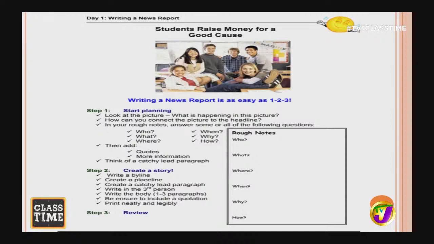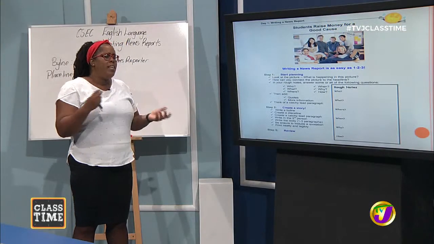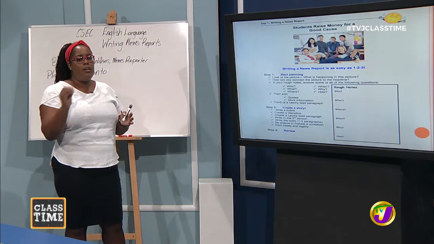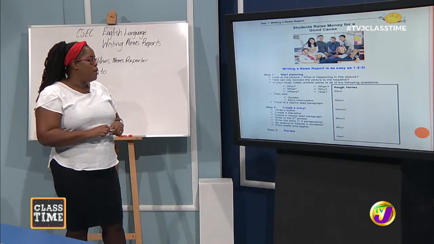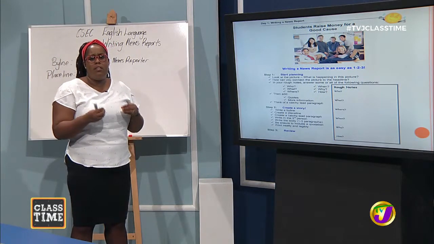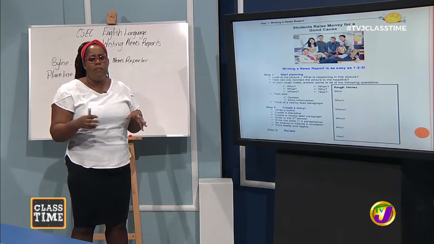Don't pay attention to that part, right? Because remember, one sentence cannot be considered a paragraph. So it's 3 to 4 sentences, right? So you write the body, yes, 1 to 3 paragraphs, but remember that one sentence, as I said before, cannot be a paragraph, right? And remember, stick to the point, stick to the factual information, the important information.